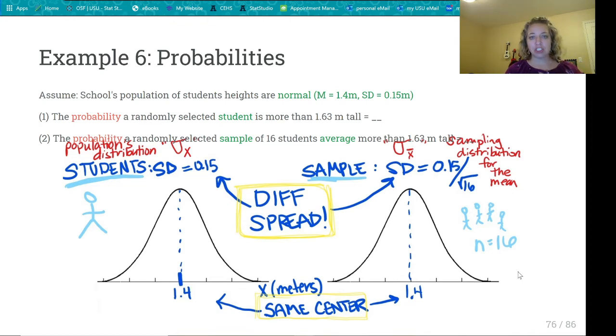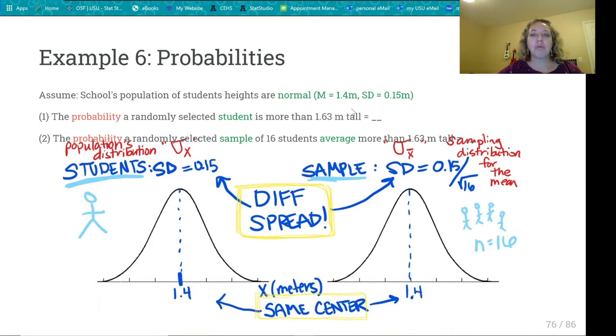For the population distribution in red, we use either sigma by itself or sigma with a little x as a subscript. If we're talking about samples instead of individuals, the standard deviation would be sigma with a little x bar. For the sampling distribution of the mean, the standard deviation is sigma with an x bar, or it's called the standard error. And this is the last new bit in the homework.